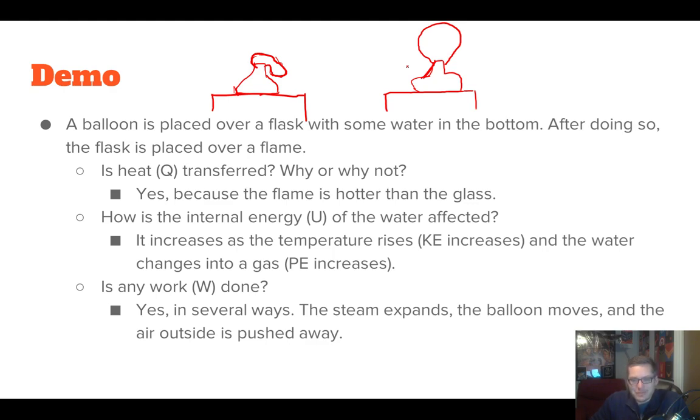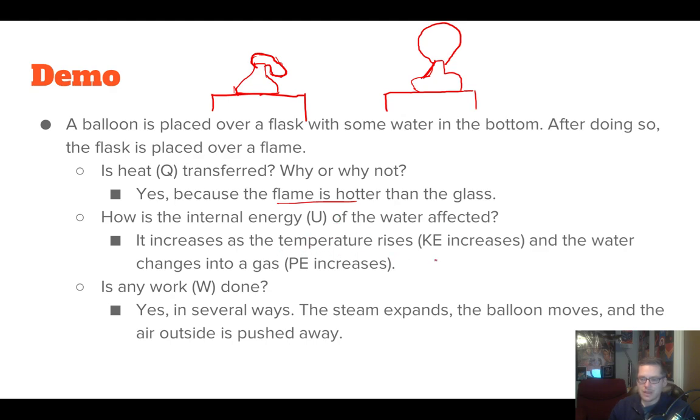But let's start thinking about these thermodynamic quantities that we've learned so far. So is heat transferred? Well, yeah, heat is transferred. The flame, or the hot plate, is hotter than the glass, right? This is at a higher temperature than the glass and the water inside of it, so therefore the hot plate transfers its energy via heat to the water inside of it, right? And that makes sense. So how is the internal energy of the water affected? Well, it's affected in a couple of different ways.